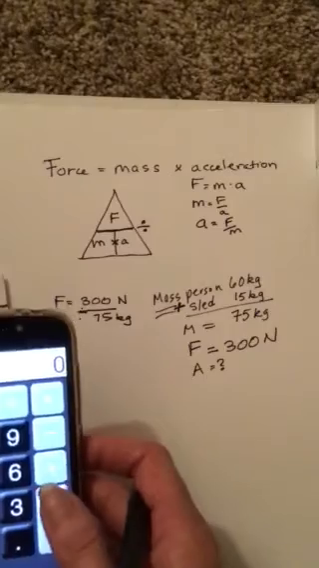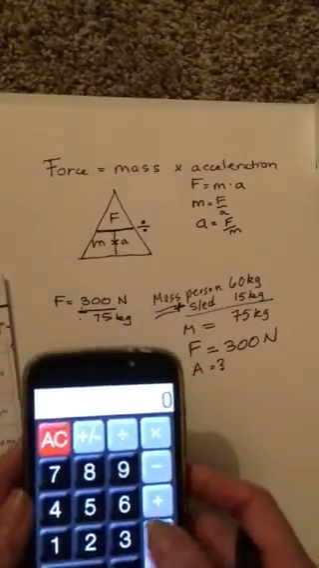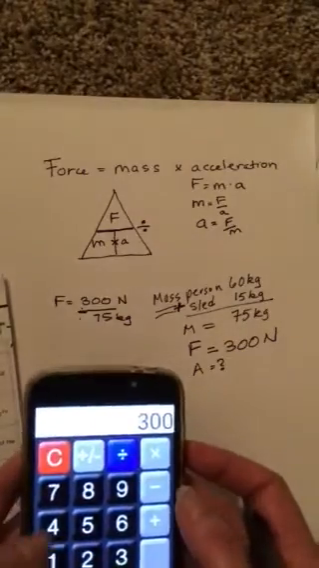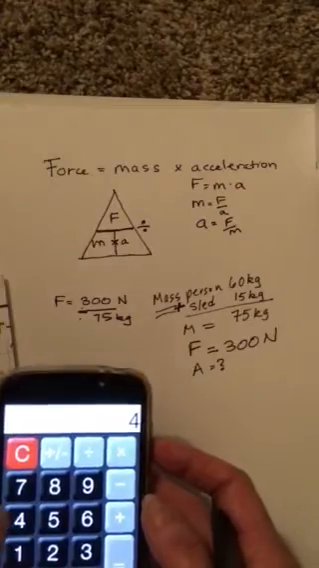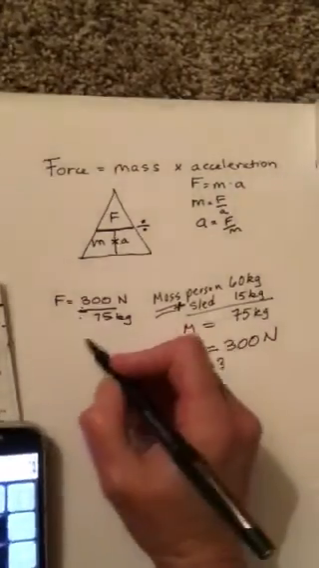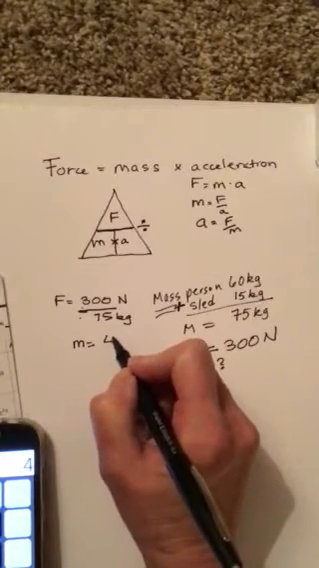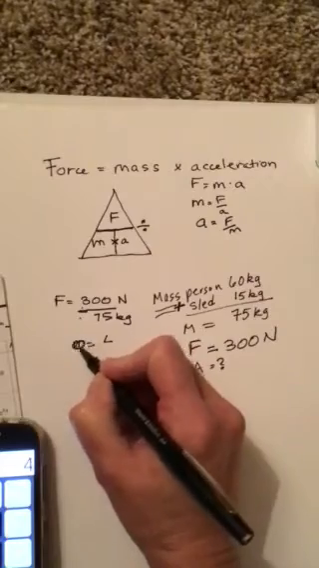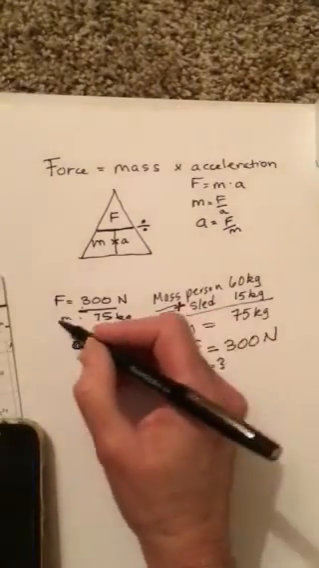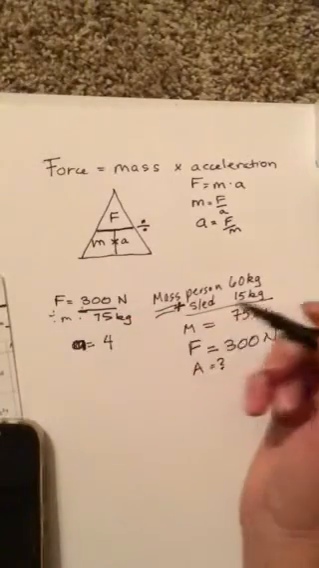So we have a force, we said, is divided by the mass. So we have 300 divided by 75, which is equal to 4. Okay, so the mass is going to be equal to 4. Oh, sorry, acceleration. That was mass. So the acceleration is equal to 4.